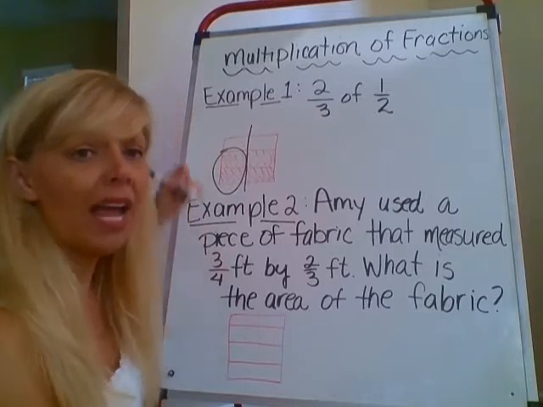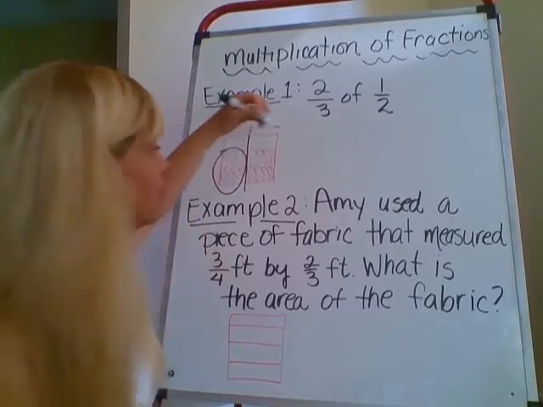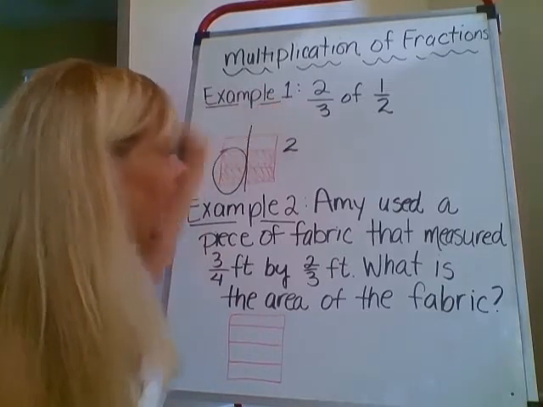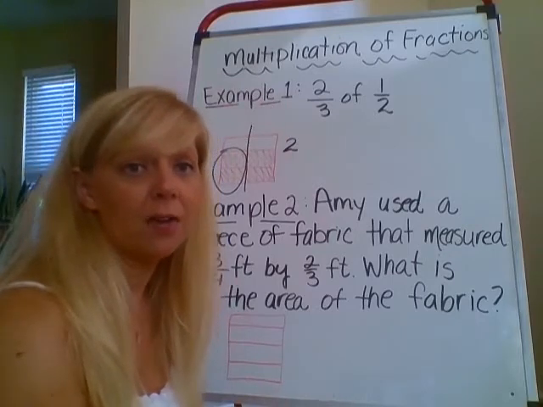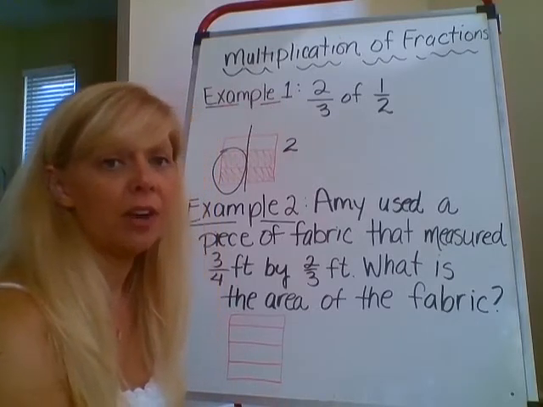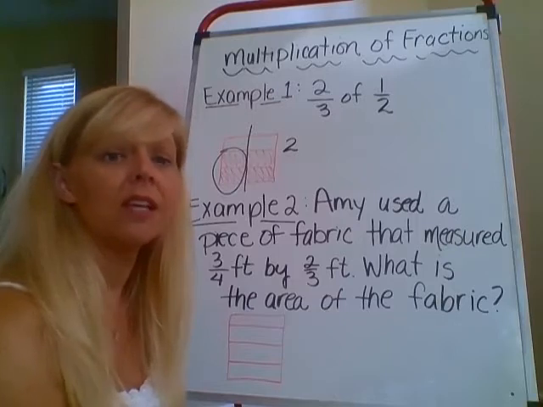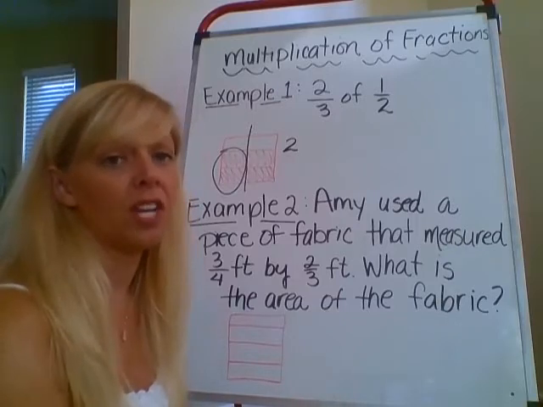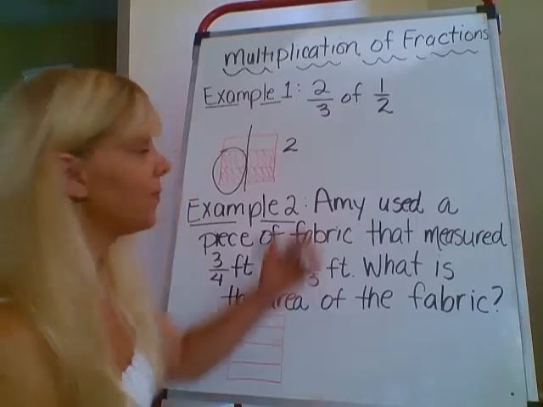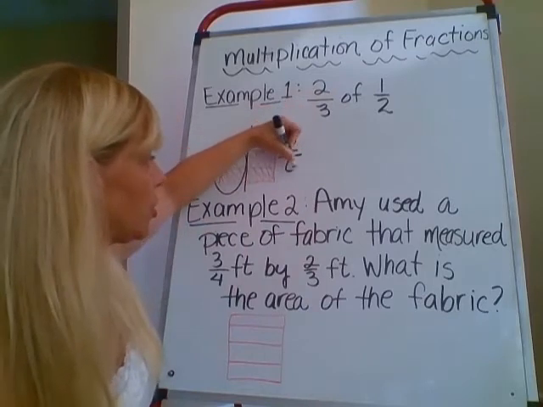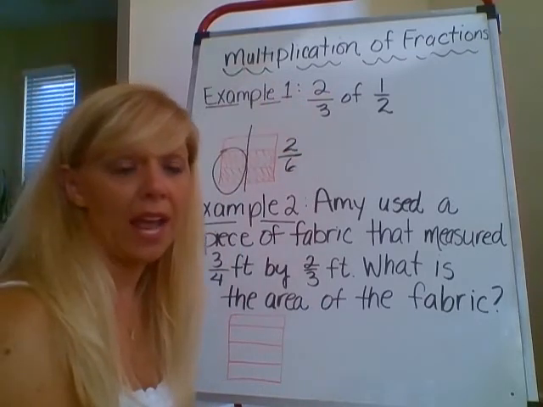So if I count, I have two pieces, and now I count the size of my pieces. And since my diagram is broken into 6 pieces, some that are shaded, some that are not shaded, I have 6 of them. So this is 2/6 of what I have.